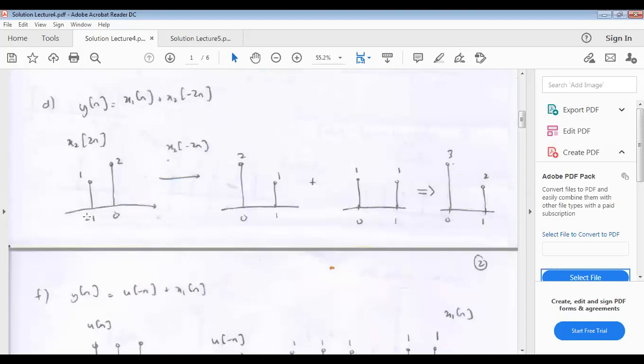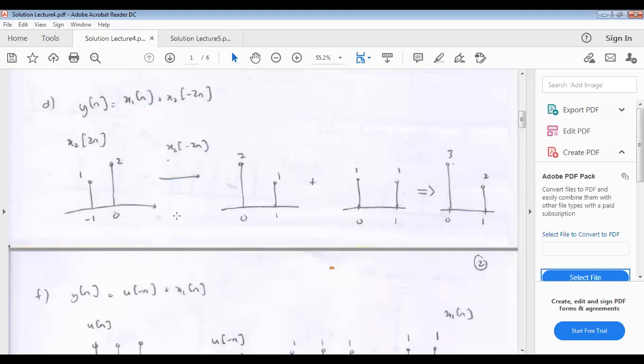So we remove it, or we ignore it totally? Yes, even if the amplitude value was, for example, 5 or a big number, we ignore it because n is not an integer. Correct. Okay, thank you very much.